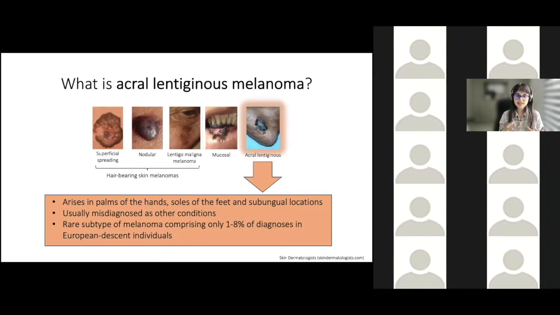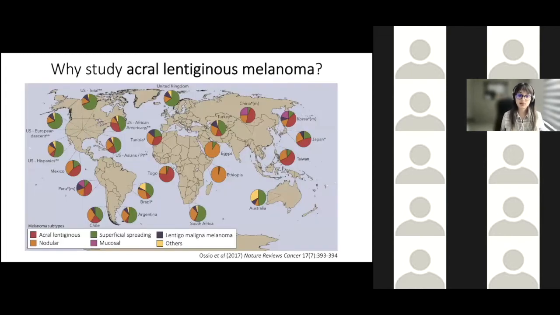And it is, as I was telling you about, a rare subtype of melanoma in European descent individuals, comprising only 1 to 8% of diagnoses. However, if we look at a map of the distributions of melanoma subtypes in select countries around the world, we can see that, for example, here in Mexico or in Peru, the majority of the melanoma cases diagnosed are from the acral lentiginous subtype, in red. It's also the most common type of melanoma in some countries in Africa and in Asia.